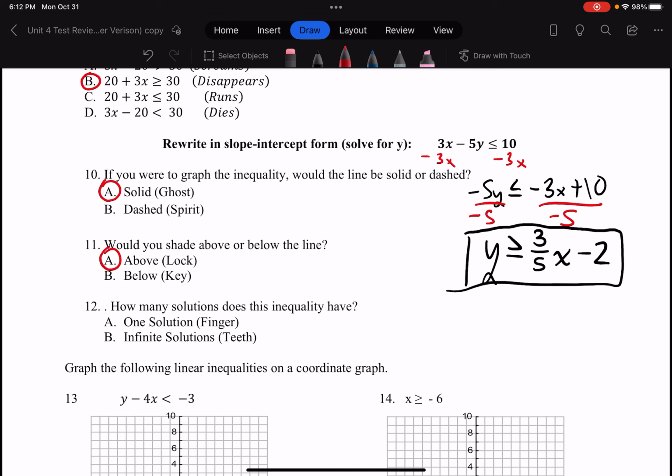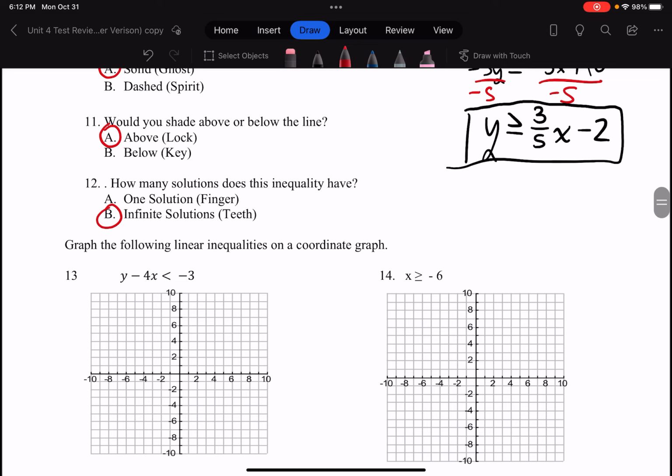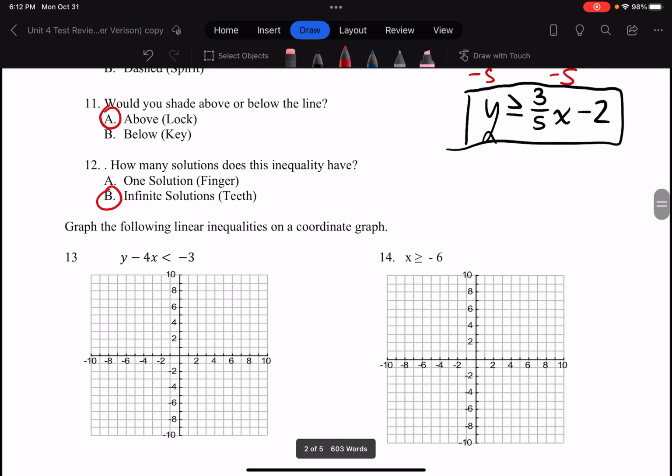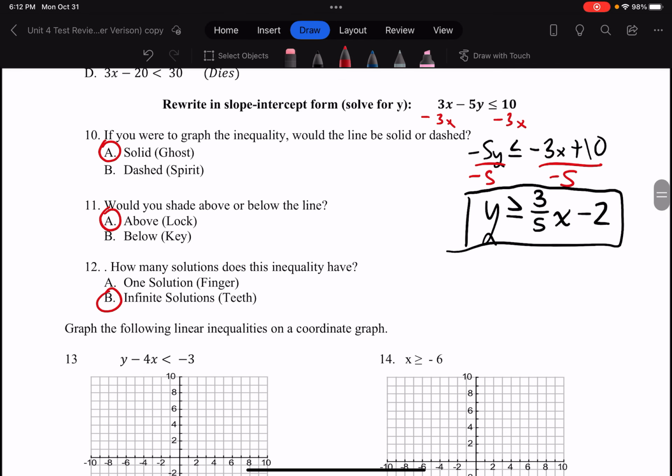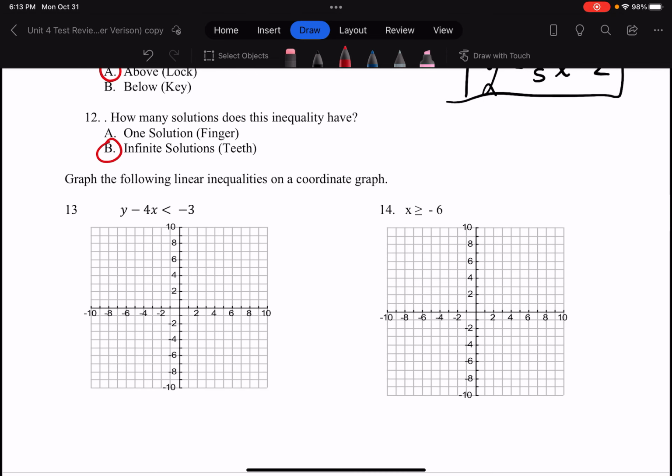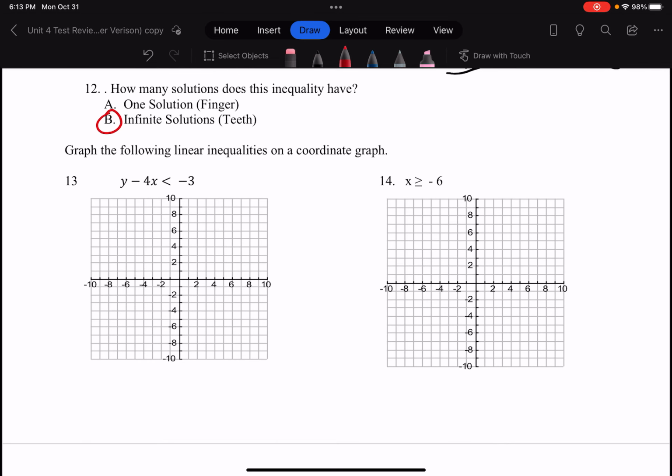And then it says, how many solutions does this inequality have? Anytime it asks this, automatically it should either be infinite solutions or no solution. The no solution really comes in when we're talking about systems of linear inequalities. But almost all inequalities will have an infinite amount of solutions. And that is everything for problems 10, 11, and 12, which leads us into graphing the following linear inequalities at the bottom of page 2.